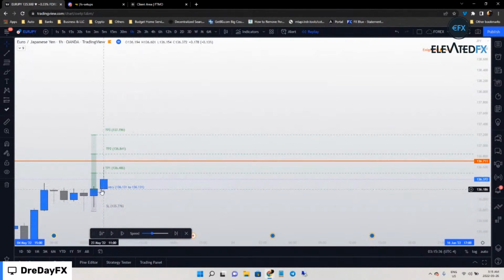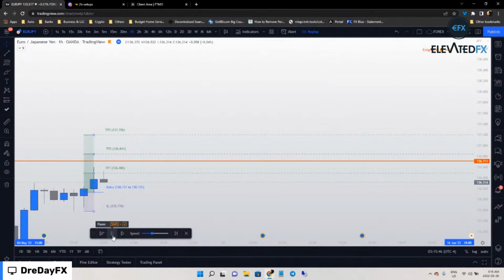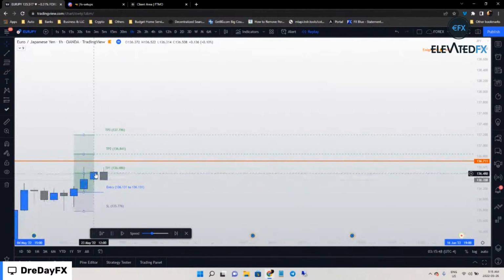So I enter the trade here, and let's see what happened here. Already take TP1.